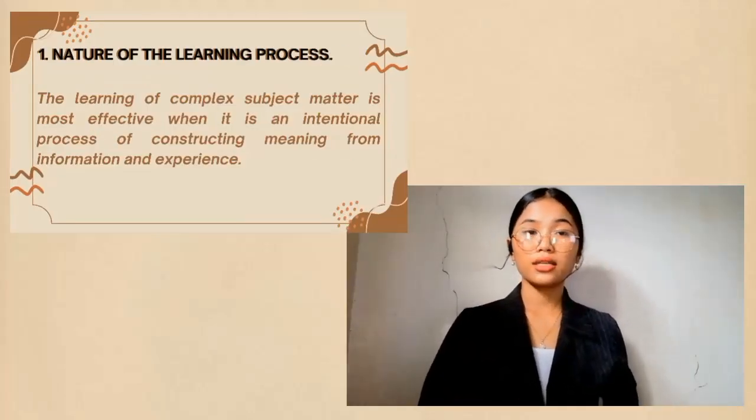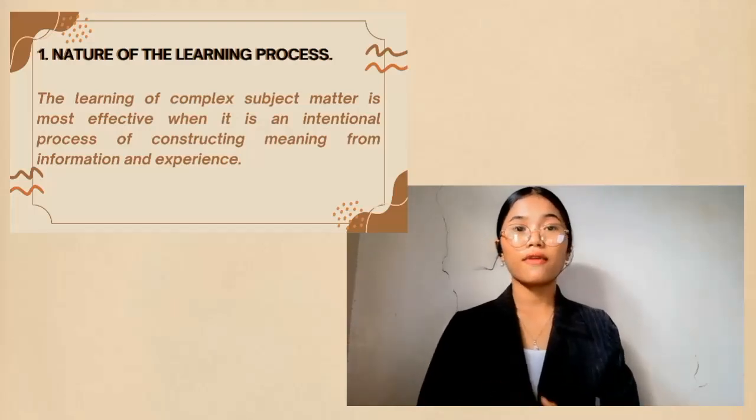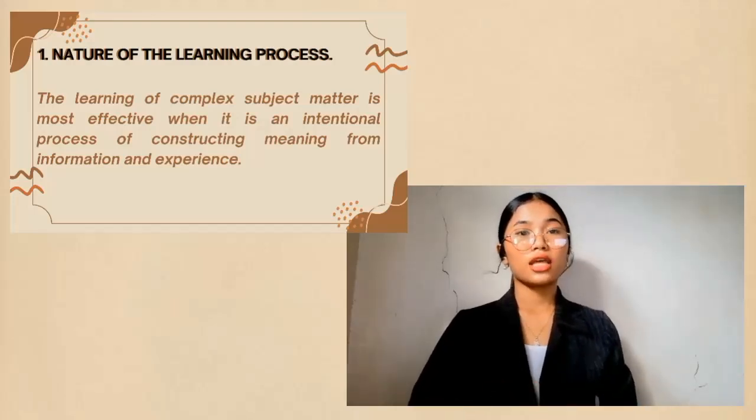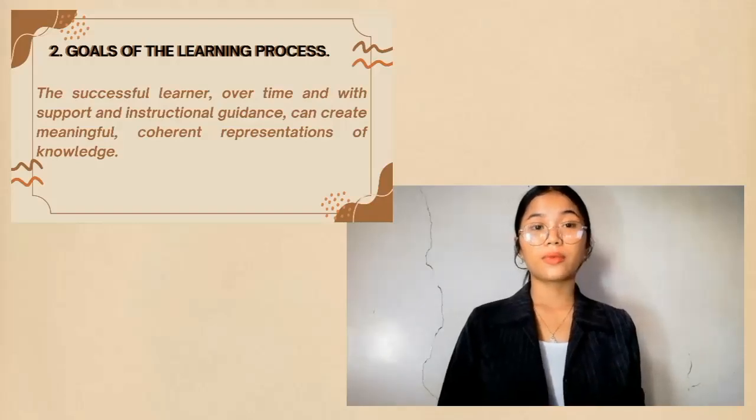Nature of the learning process: learning complex subject matter is most effective when it is an intentional process of constructing meaning from information and experience. For example, the child knows how to clap hands by seeing someone else do it. Next is the goals of the learning process.